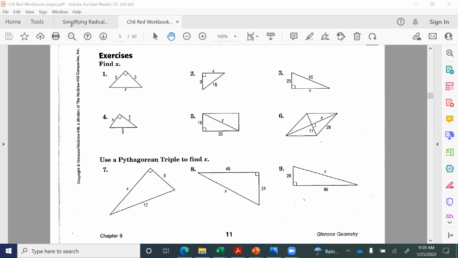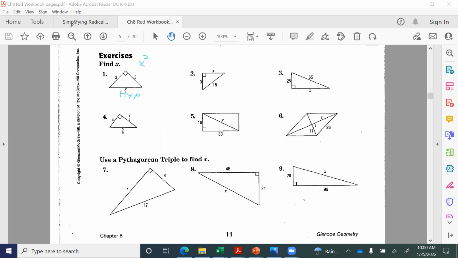So let's start the first one off. We're going to use Pythagorean theorem. We have 3 and 3 and x. Well, in order to use Pythagorean theorem, which part am I going to use as my c value? X on this one, because this is my hypotenuse down here, right? So for the first one, I plug this in. X is going to be my c value.